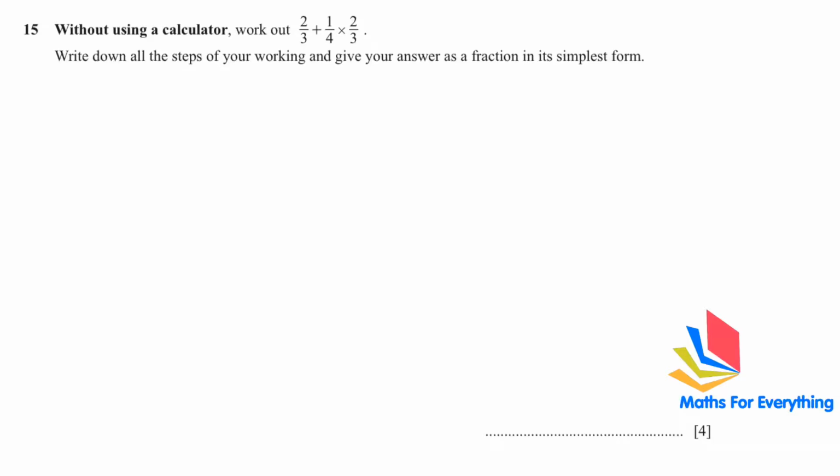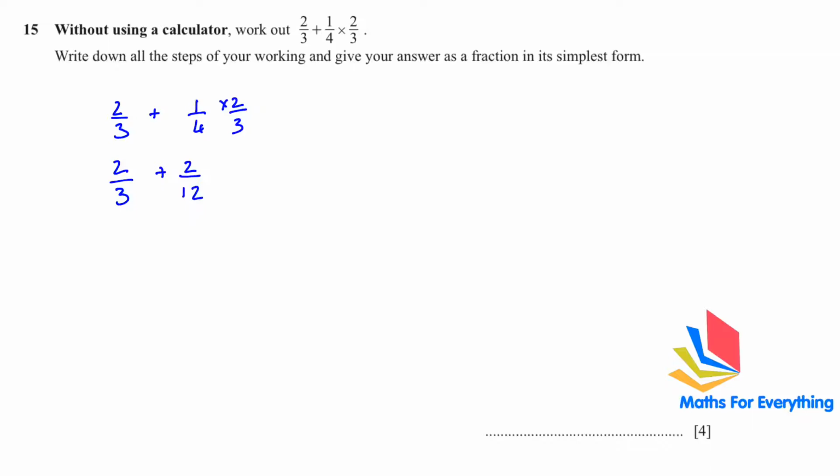Let's write down 2 over 3 plus 1 over 4 multiplied by 2 over 3. Because we are using the order of operations, the BIDMAS or the BODMAS rule, we first multiply. 1 multiplied by 2, 2. 4 multiplied by 3, 12. Now we have a plus sign in the middle.